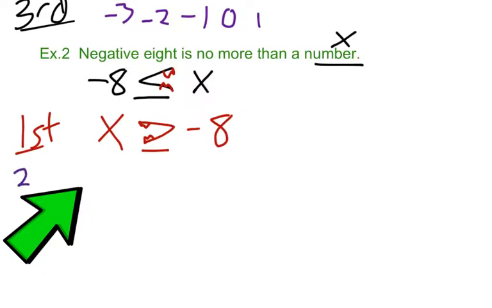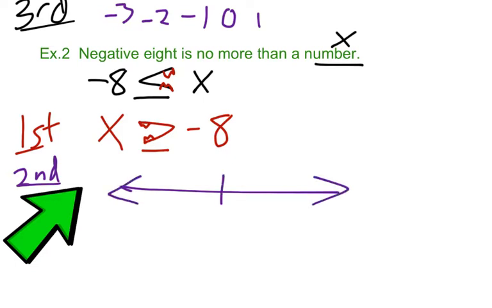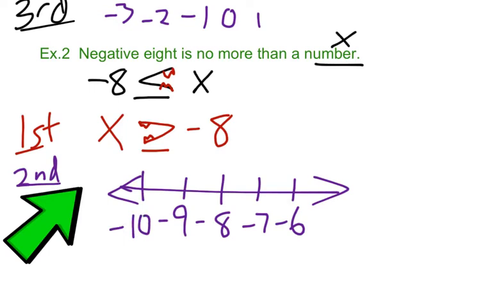And now our second step is open dot or closed dot. Well, it has this line here, so that means it's also equal to. It can be equal to. So we're going to draw our number line, put your solution in the middle, and then put a couple numbers to the right. Notice that these are getting less negative if I go to the right. -7, -6, and then more negative numbers would be -9, -10. And I'm going to put a closed dot at -8.